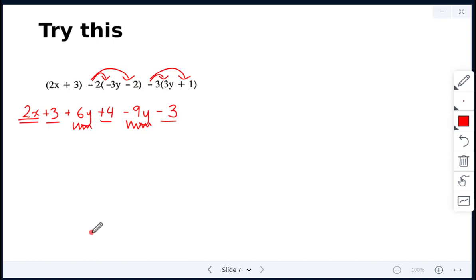All right, so we write in descending order or alphabetical order. So we will put our 2x first. Next we will put our y term. So 6y minus 9y gives me negative 3y. Then we have 3 plus 4, which is 7, minus 3, which is positive 4. All right, so 2x minus 3y plus 4.